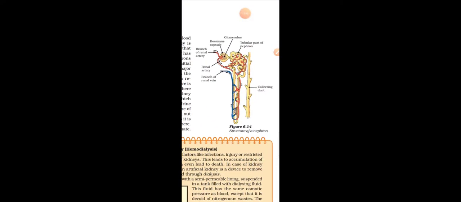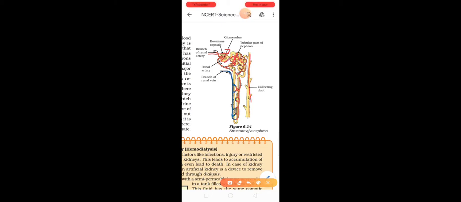So with this, what will happen? The blood will enter inside, and the urea will be taken inside this tubule, and it will be eliminated by your collecting duct. From the collecting duct it will move out of the kidney, and from there to the ureter and then to the urinary bladder.